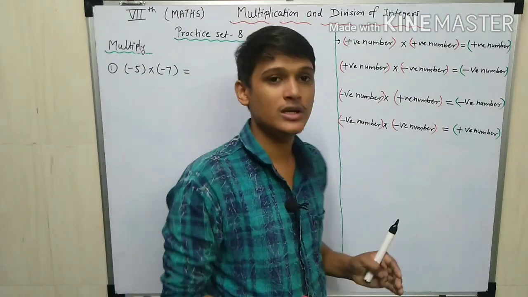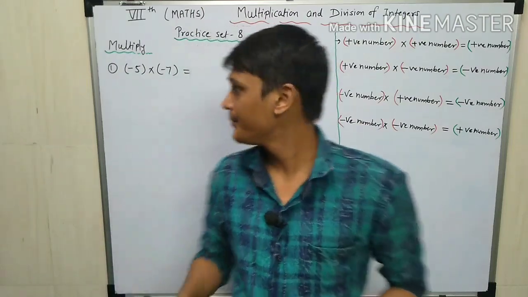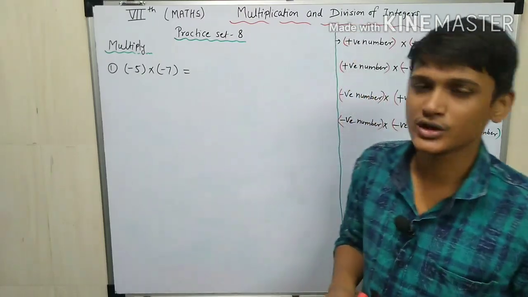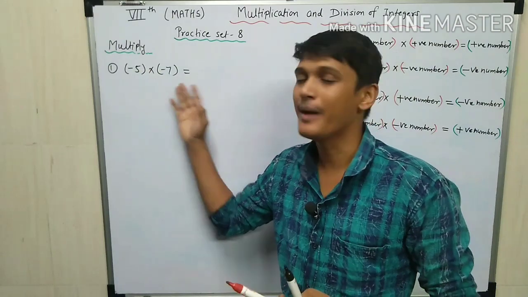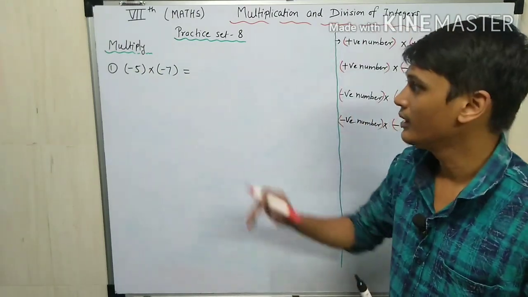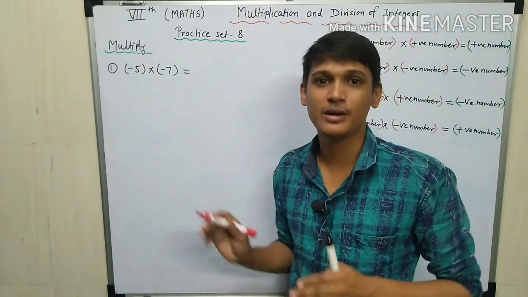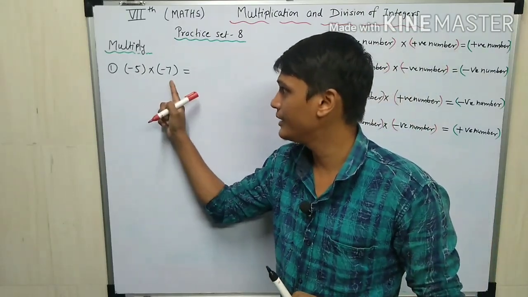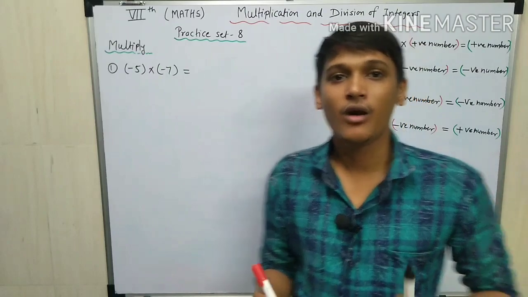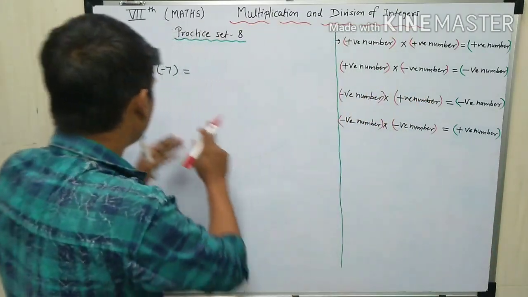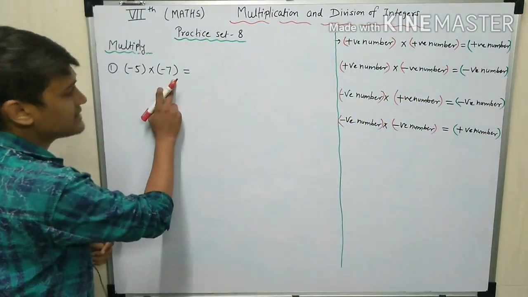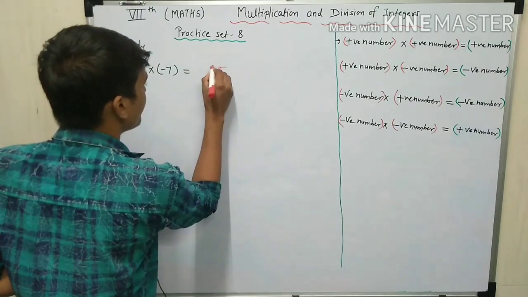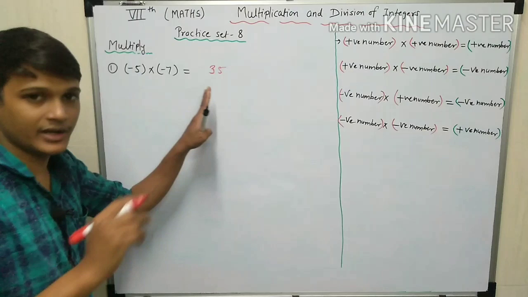Now we use practice set number 8. The question is to multiply. The first question is minus 5 into minus 7. First multiply only the numbers. The numbers are 5 and 7. 5 into 7, 5 sevens are 35. You can write here 35.